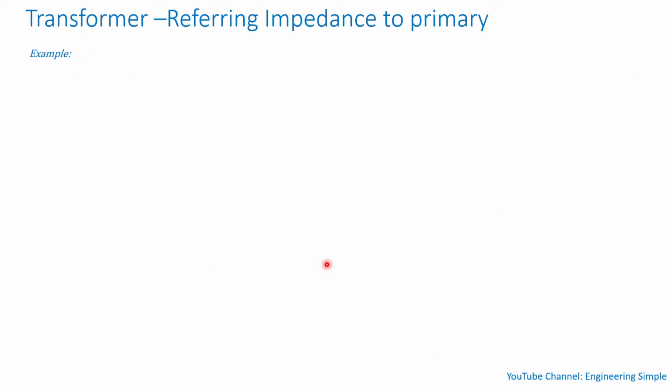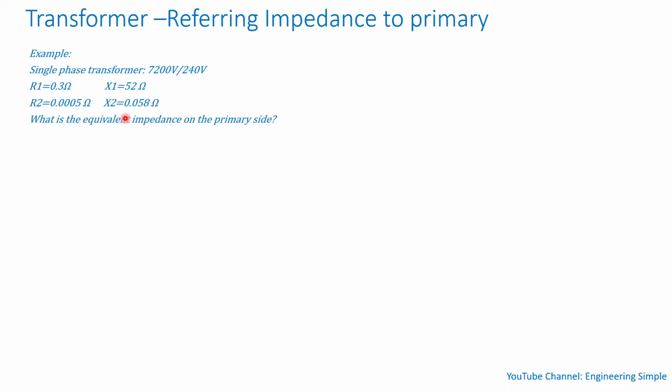Now let's do an example on how to refer impedance to the primary side. So we have a single phase transformer, 7,200 volts primary and 240 volts secondary. And here's the impedance for the primary. The resistance is 0.3 ohms and the reactance is 52 ohms. Here's the secondary resistance, 0.0005 ohms, and the reactance is 0.058 ohms. So the question is, what is the equivalent impedance on the primary side?